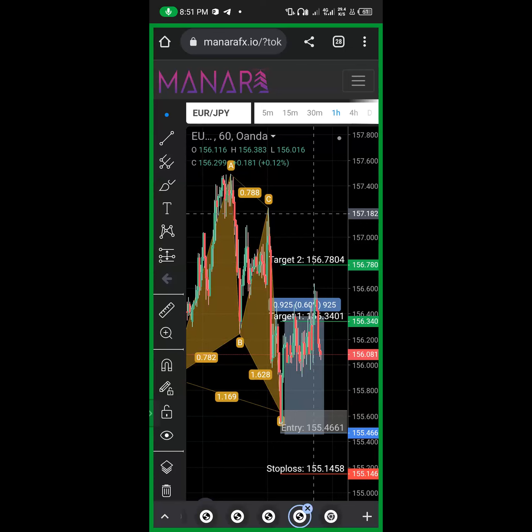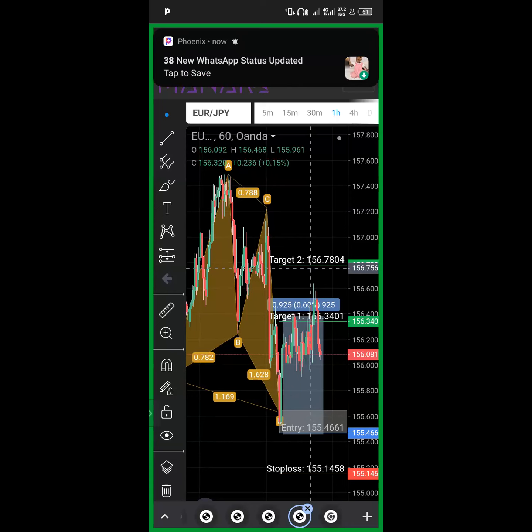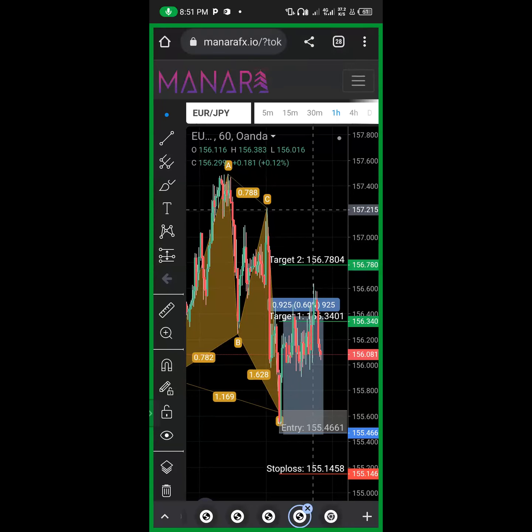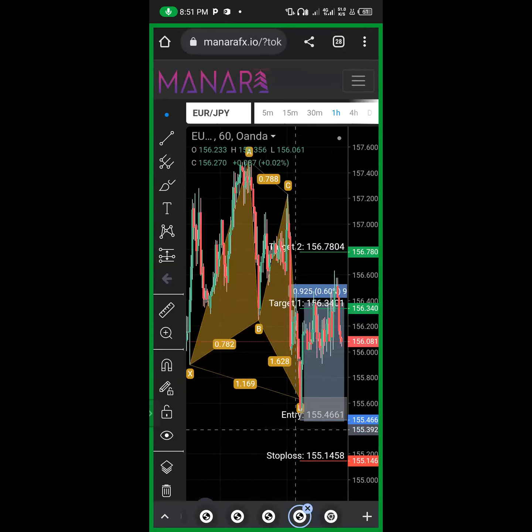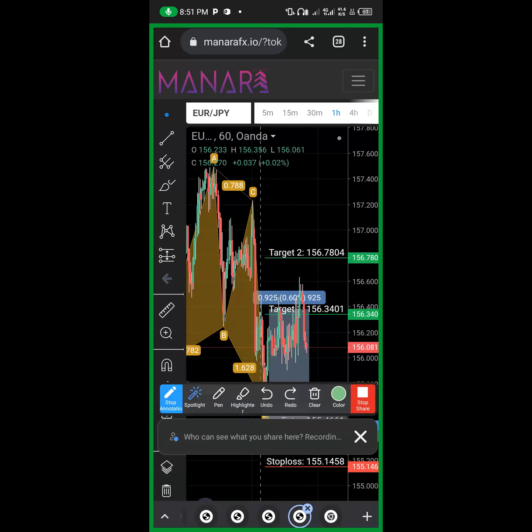So let's see this. The trade is still running, because Manara will not count this as successful yet until it hits TP2. But what you can see now is that this trade was sent by Manara. If you are taking this trade that same day from the entry, look at the entry point. Let me use my pointer.